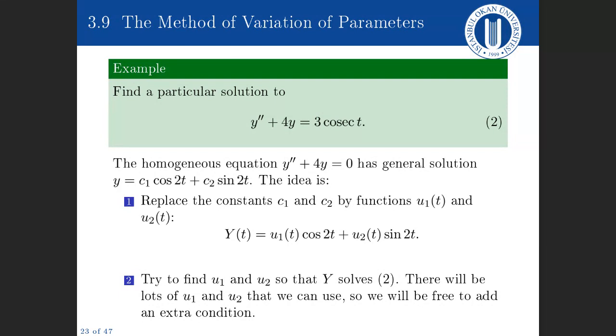A key idea here is that there are going to be infinitely many particular solutions. There are going to be infinitely many choices of u1 and u2 that we can use. And we only need to find one particular solution. We don't need to find every particular solution. So we just need to find one u1 and one u2 which works. That means we can add in an extra condition whenever we want. Anytime it's going to make our calculation easier, we can add in one extra condition.